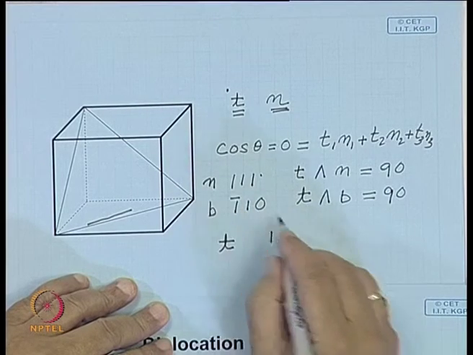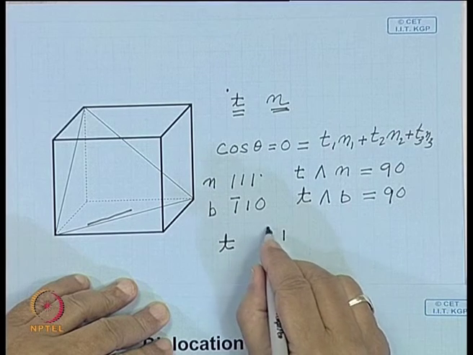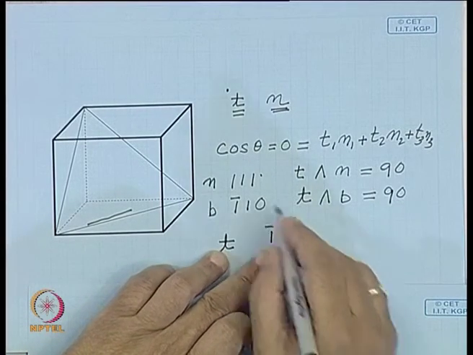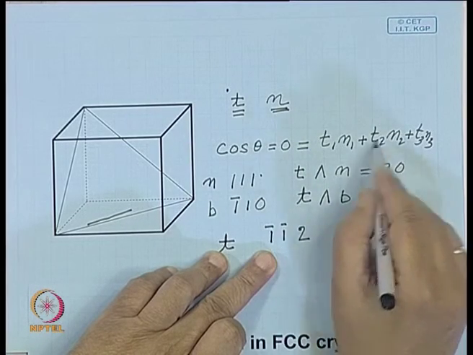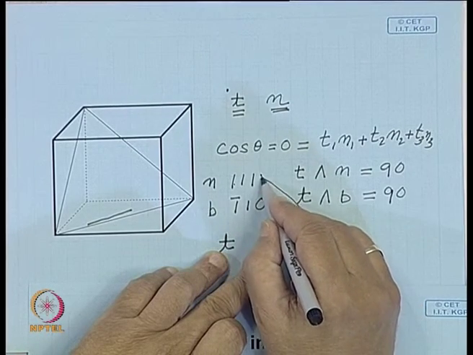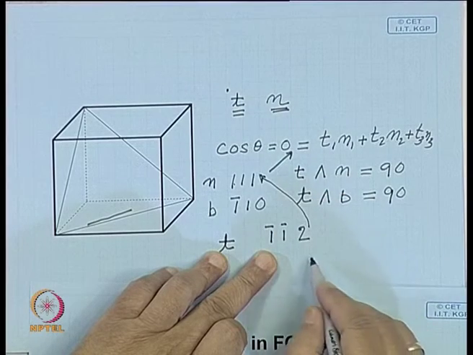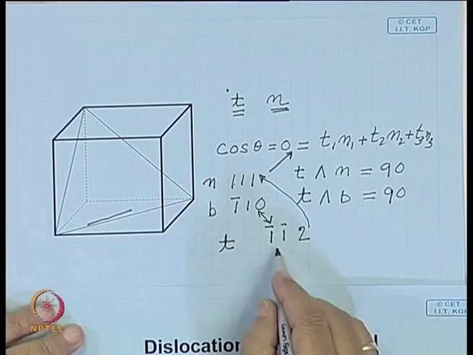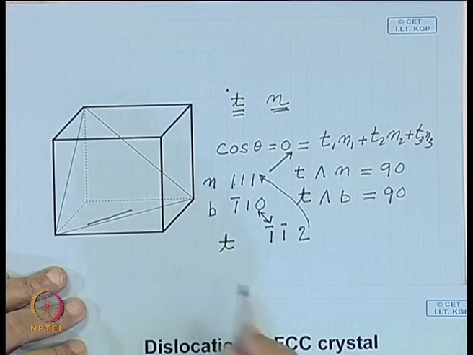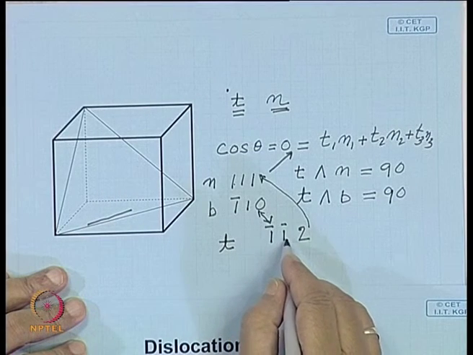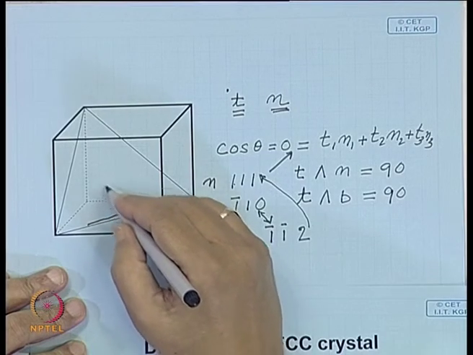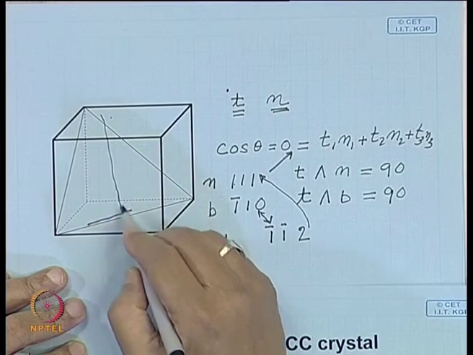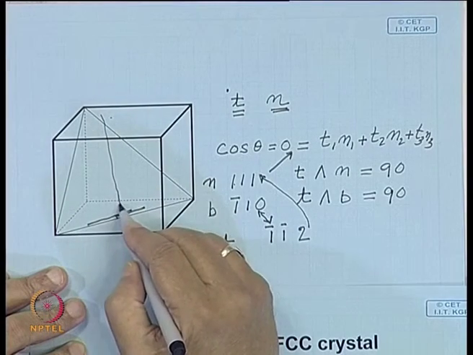Let us look at the direction 1 bar 1 bar 2. Now, if a direction is 1 bar 1 bar 2, it satisfies this condition. You substitute it here, it satisfies this condition. Now, does it satisfy the same condition here? You check. That means only if the dislocation lies along 1 bar 1 bar 2. So, 1 bar 1 bar 2 may be some direction, something like this, which is on this plane and subtends 90 degrees.